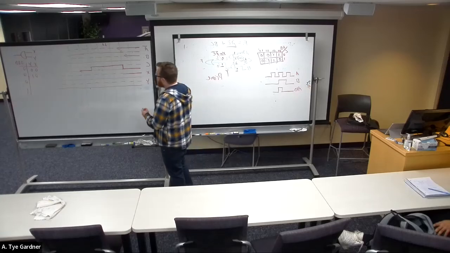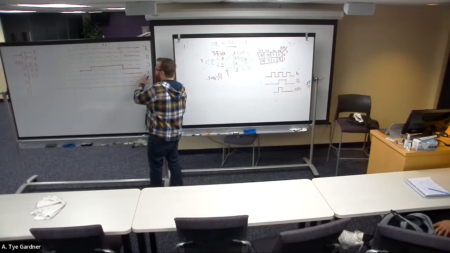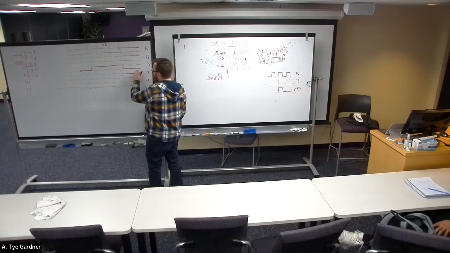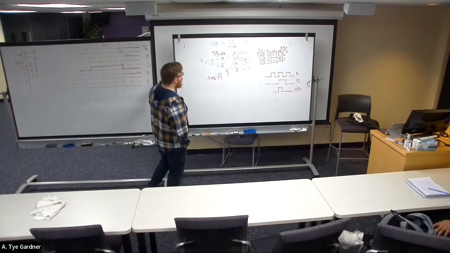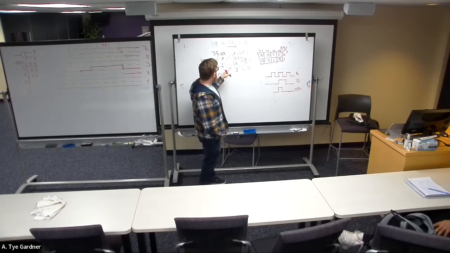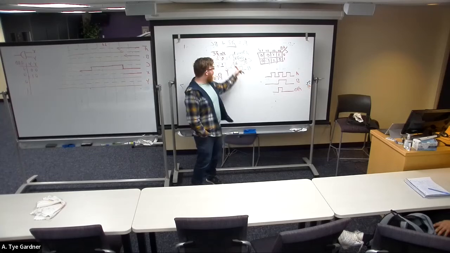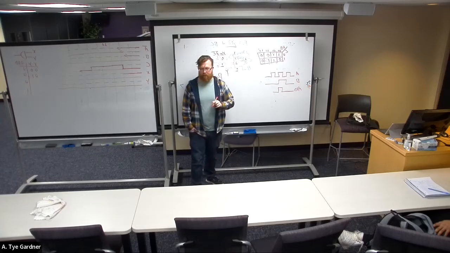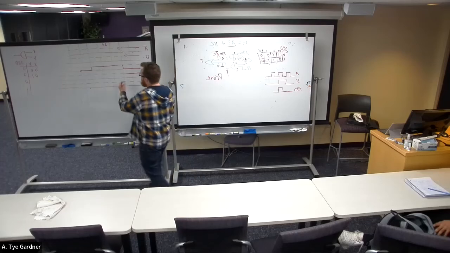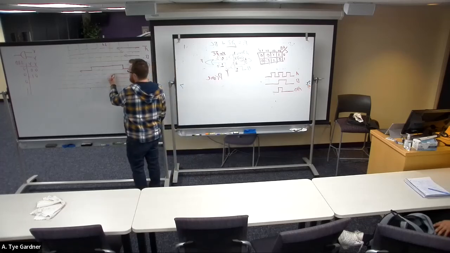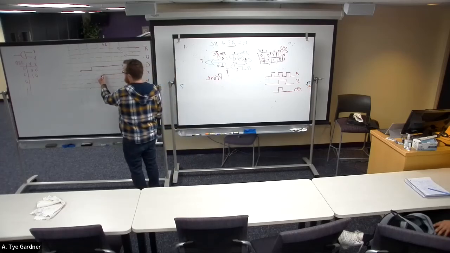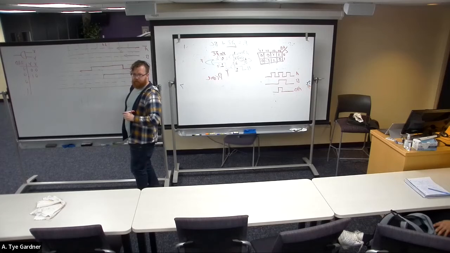Well, that means X sees the change in C. When does it see the change in C? Well, X has to wait 1, 2 gate delays before it changes, right? Through the inverter, through the AND gate. Okay, so 2 gate delays later, it's going to drop down to 0.